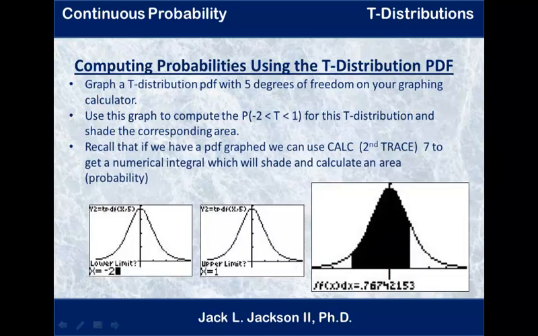Okay, so if we do this, we do calc, which is second trace, and press number 7, and we get the numerical integral, and it will shade and calculate an area, which is a probability for us, and it asks you for a lower limit, which is -2, and an upper limit, which is 1, and you enter those values.